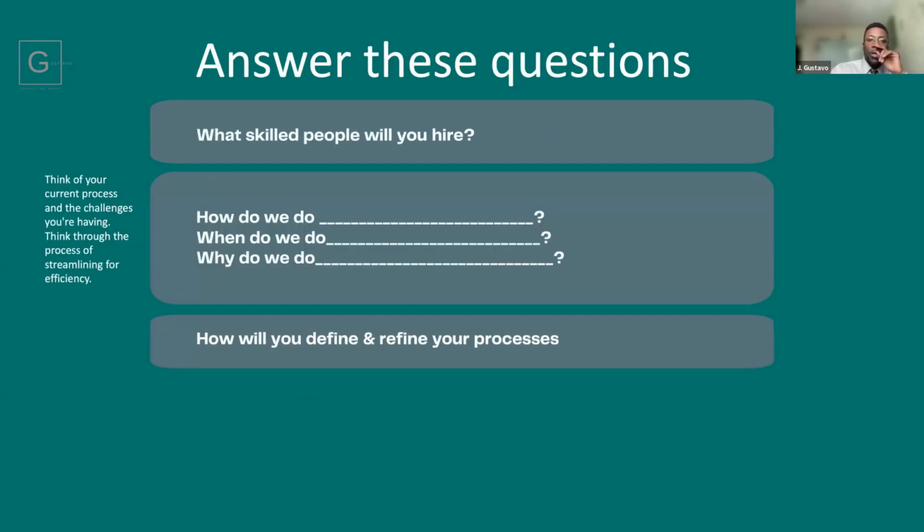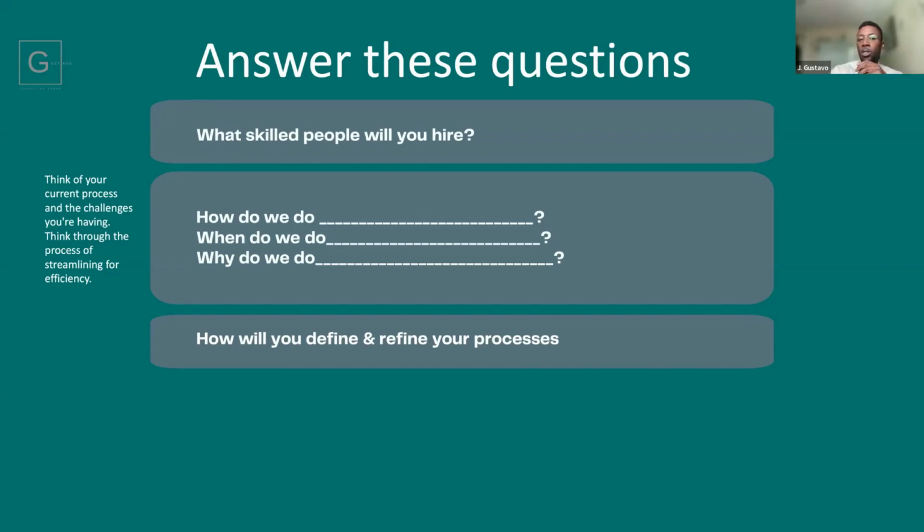And one slide that you can take away with you is this last slide here, before we end the day. You're going to answer this on your own, whenever you have time, later today or next week. What skilled people will you hire? So think of the contract that you're going after and think about the personnel and the people that you're going to have in place to help you satisfy those obligations.